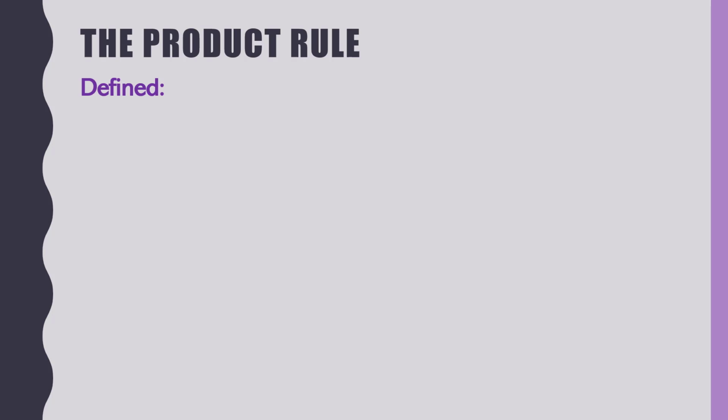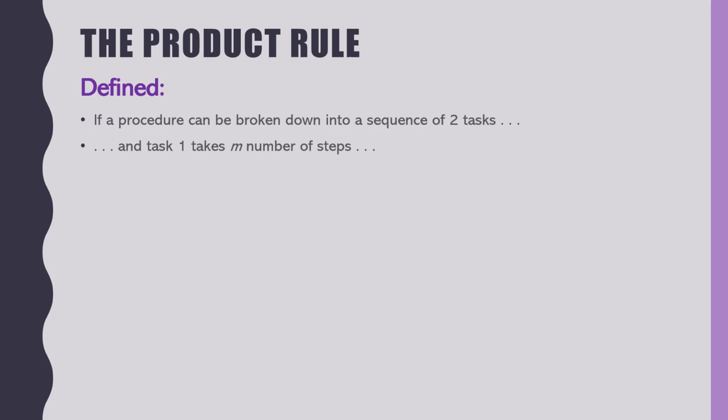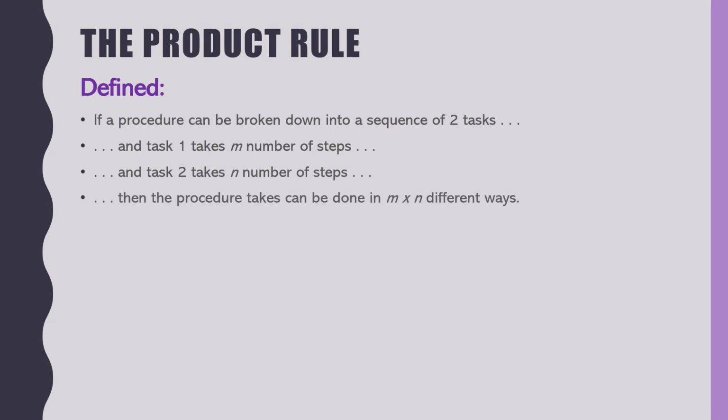So let's start with some basic foundational stuff here that ties into how we can learn how to count properly. And the first one's the product rule. And the idea is this: if a procedure can be broken down into a sequence of 2 tasks, and one task takes m number of steps, and the second task takes n number of steps, then the procedure can be done. That's a typo. I'm not fixing it either. But the procedure can be done in m times n different ways. All right? That's the product rule.